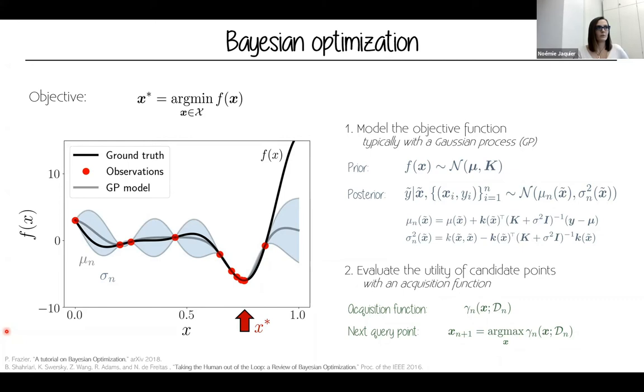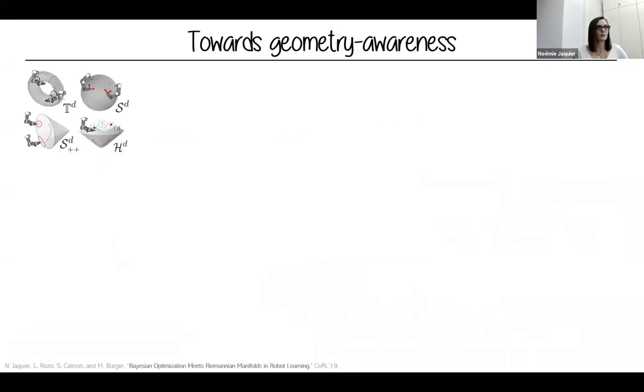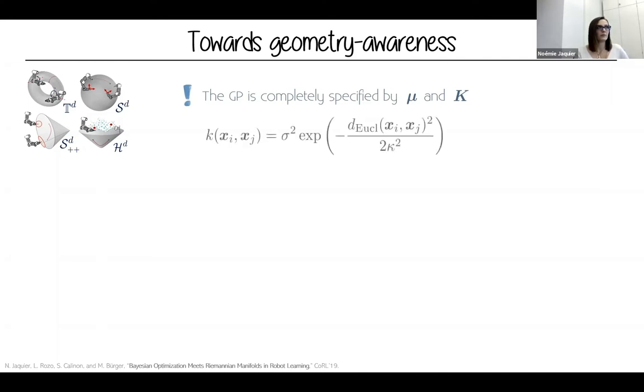So what I would like you to observe here is that there are two important steps in this BO that we need to modify if we want to go towards a geometry-aware algorithm. So the first point is that we have this Gaussian process that we use to model our objective function, which is fully specified by the mean and the covariance function, or the kernel. The mean usually is simply a constant. So here we keep it like this.